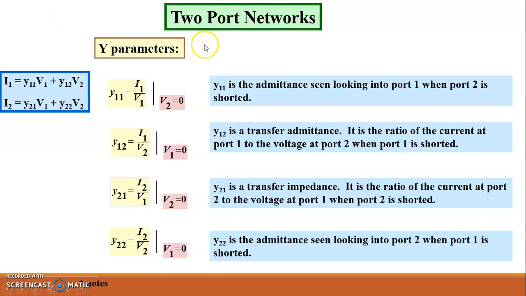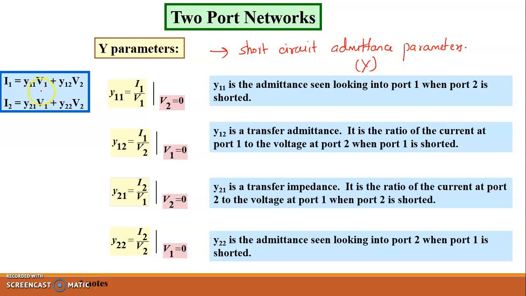Y means admittance. So Y parameters are known as short circuit admittance parameters. The designation of admittance is actually Y. So short circuit admittance parameters or Y parameters is the ratio between current and voltage. The equations representing Y parameters are I1 is equal to Y11 V1 plus Y12 V2 and I2 is equal to Y21 V1 plus Y22 V2.